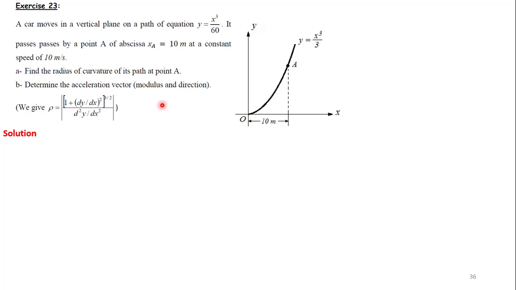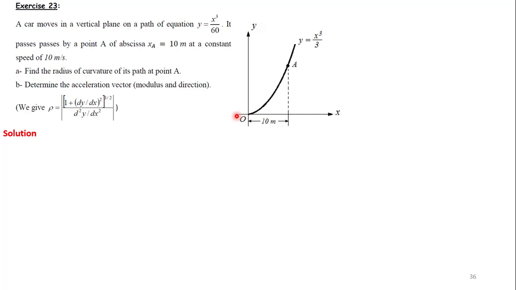A car moves in a vertical plane on a path of equation y equals x to the power 3 over 60. So we have the equation of the trajectory. It's an equation that relates y and x independent of time. So the car passes by a point of abscissa xa equal to 10 meters at a constant speed of 10 meters per second.